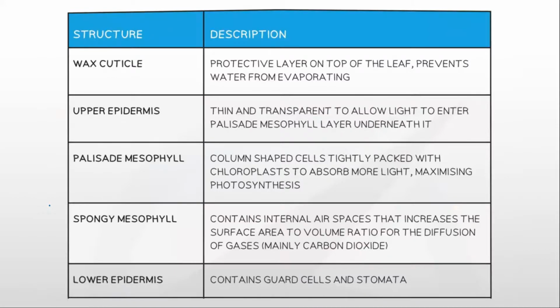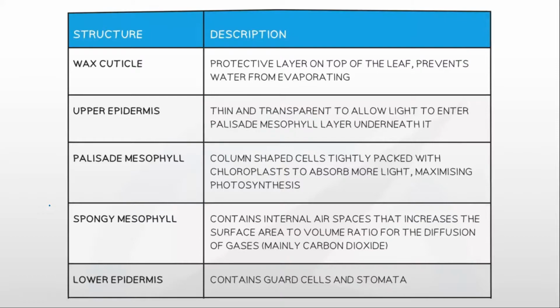Now let's see the important things to note down. The waxy cuticle. What is it? A protective layer on top of the leaf which prevents water from evaporating. Imagine putting a thin waxy layer on something. The water inside the leaves would not be lost to the environment. It would not evaporate.